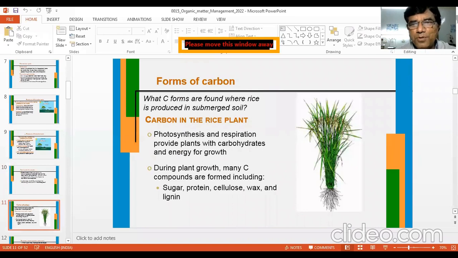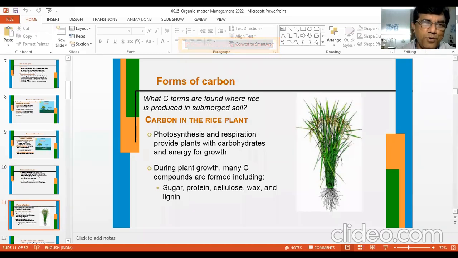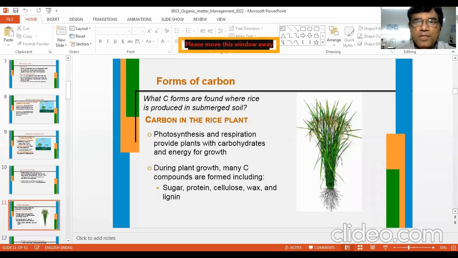Now just restrict to rice, or restrict to soil carbon, soil organic matter. So what are the forms of carbon that are found where the rice plant is grown? There are a variety of carbon forms. First thing is that you need to see what the carbon forms are in the plant itself, in the plant roots, in the plant shoot. What are the carbon forms around the plant, in the air, in the atmosphere? What are the carbon forms in the soil? Because the plant is growing in soil. So what are those carbon forms we need to know?